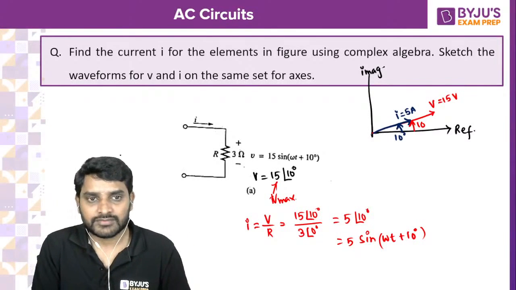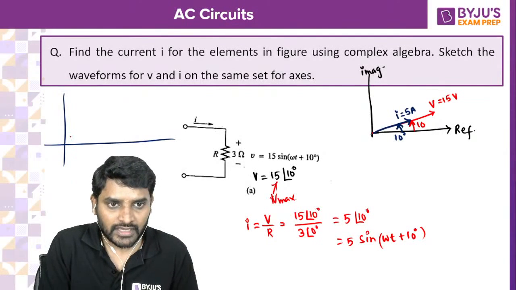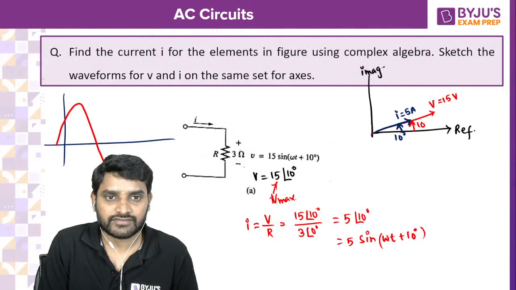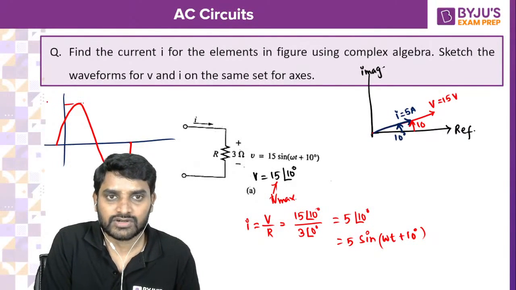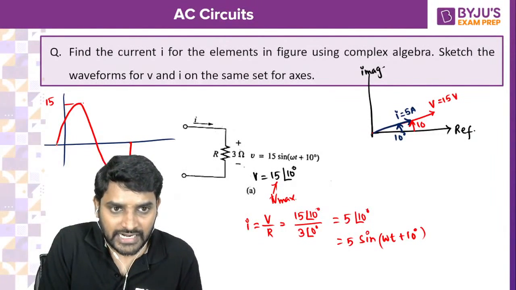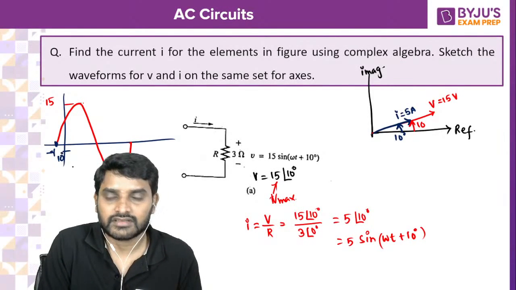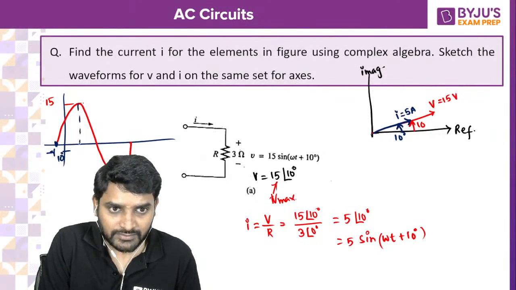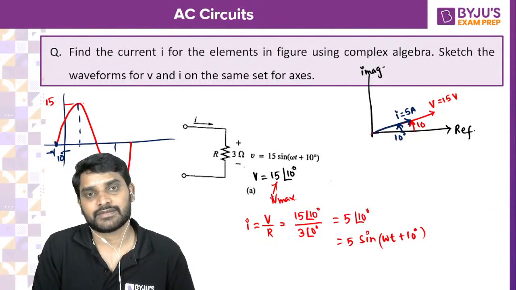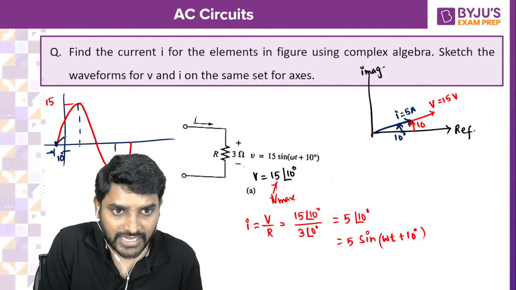How will the waveforms be? The waveform starts like this. If the voltage waveform starts from 10 degrees, and this is the voltage waveform, which has a maximum magnitude of 15. Now the current waveform will be like this. Current waveform also should start at 10 degrees, and should reach maximum at the same time, reach 0 at the same time, reach negative maximum at the same time. But with what magnitude? Maximum magnitude is 5 amperes only. So let me take up 5 amperes.